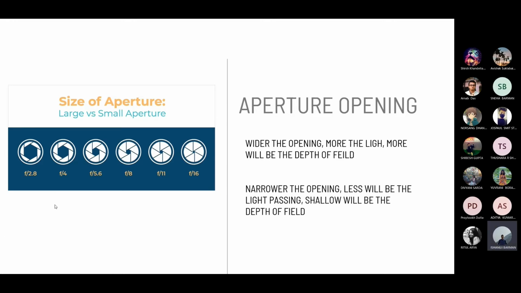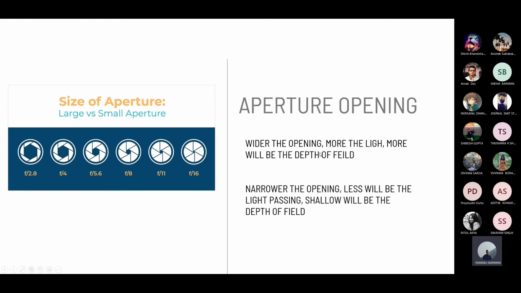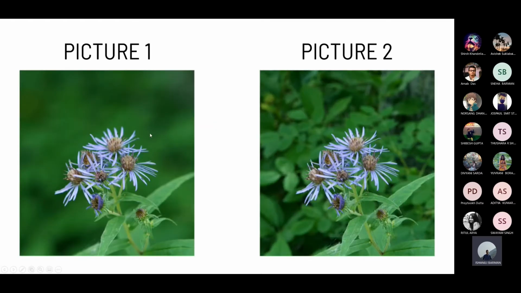You can see here, the wider the opening, the more the light, and the shallower the depth of field. I forgot to mention that aperture also controls the depth of field of your picture. In the picture on the left, the background is quite blurred, and towards the right, it's quite in focus. So aperture controls depth of field and the light that's entering.